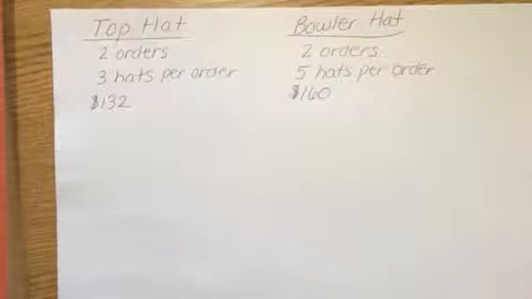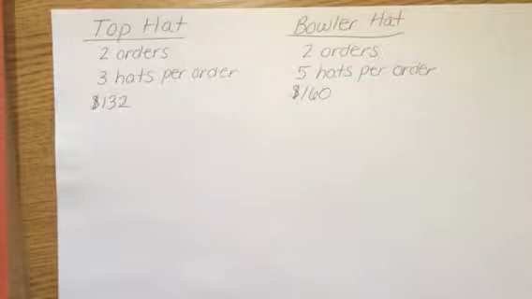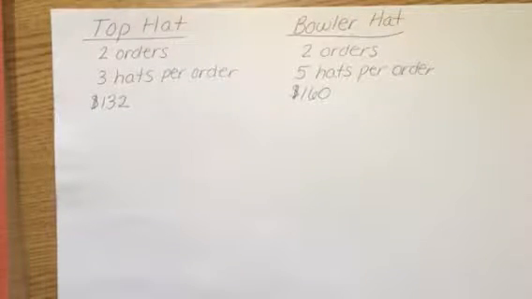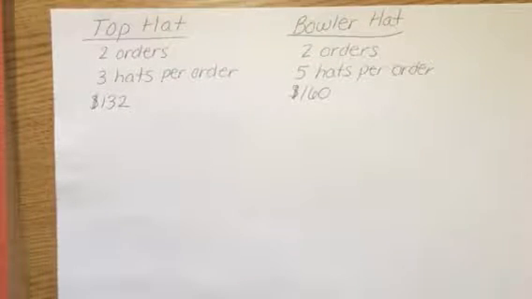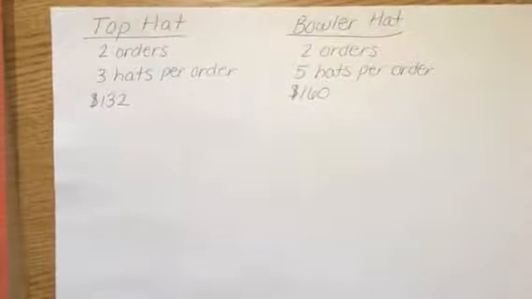Mrs. Haverford runs a costume shop. Actors in a local play asked her to order 2 kinds of hats, top hats and bowler hats. She placed 2 orders for top hats, which cost her $132. 3 top hats came in each order. She placed 2 orders for bowler hats, which cost $160. 5 bowler hats came in each order.